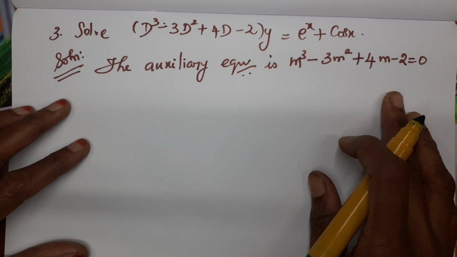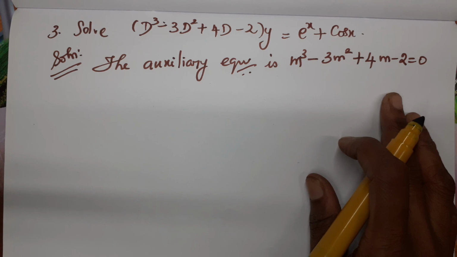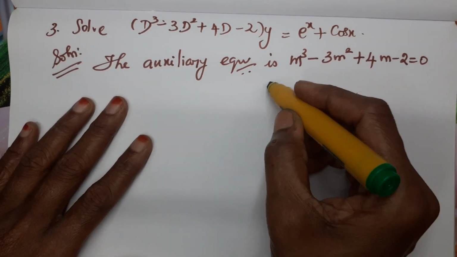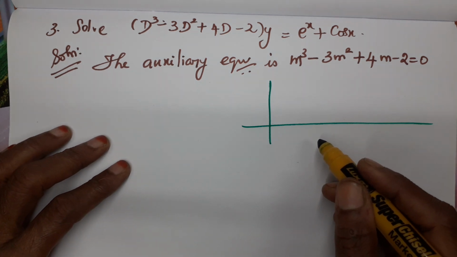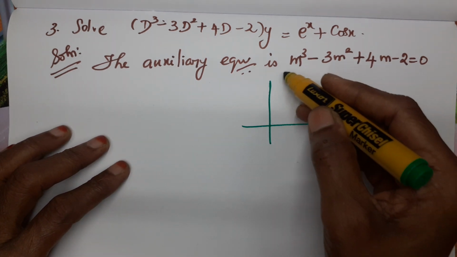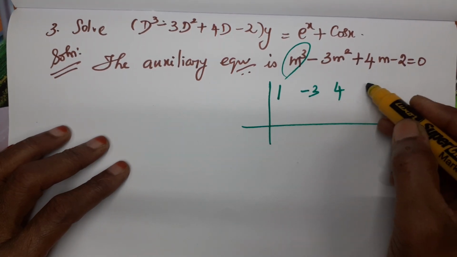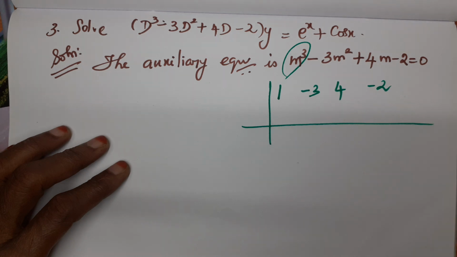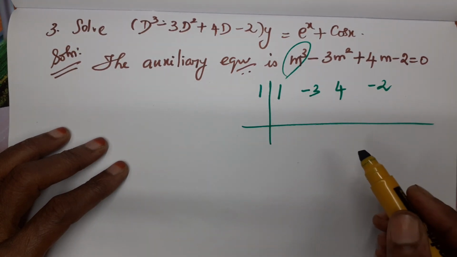After writing the auxiliary equation we have to find the roots of m cube minus 3m square plus 4m minus 2 equal to 0. How to find the roots of a cubic equation? We write the coefficients from m cube in order: 1, then minus 3, plus 4, minus 2. It's a trial and error. We start from 1, then minus 1, 2, minus 2, like that. I'm going to start from 1.